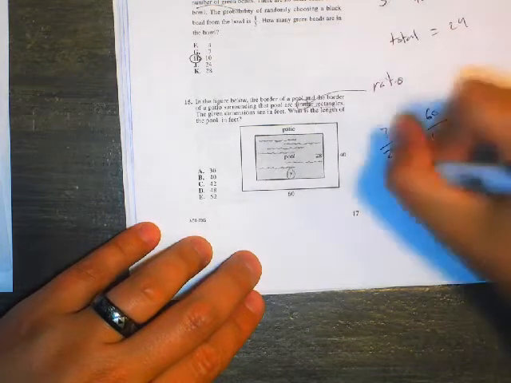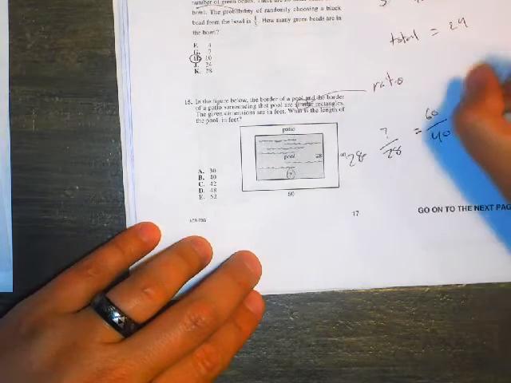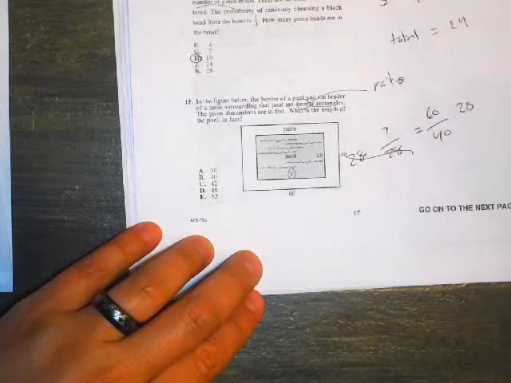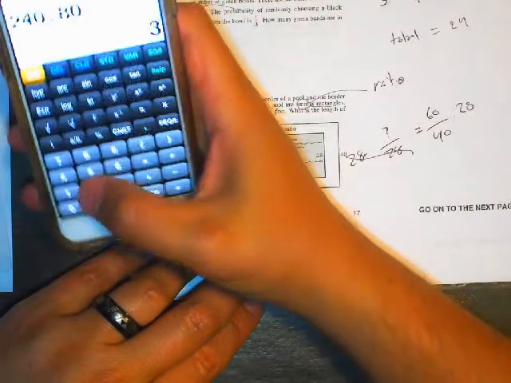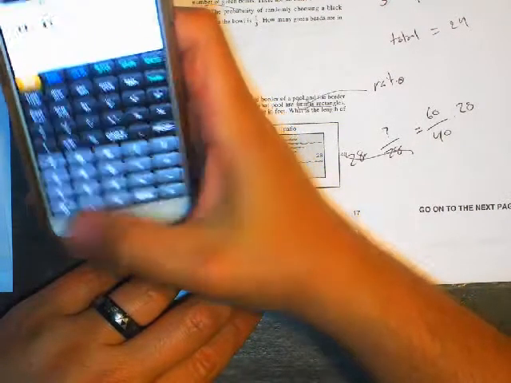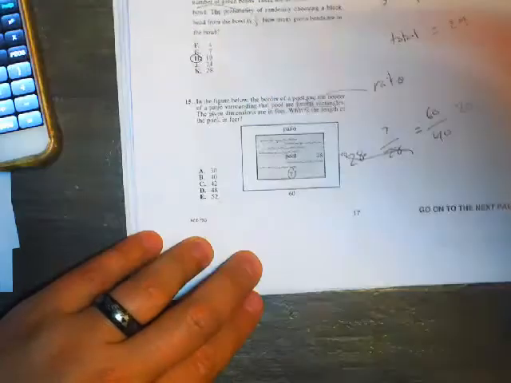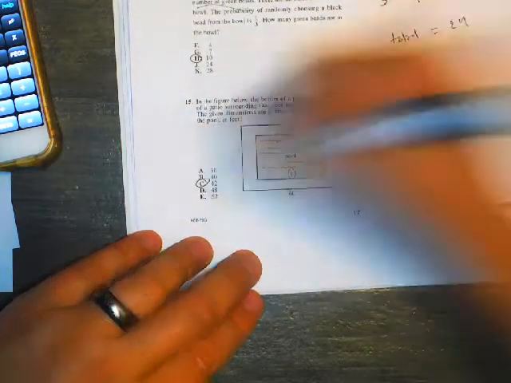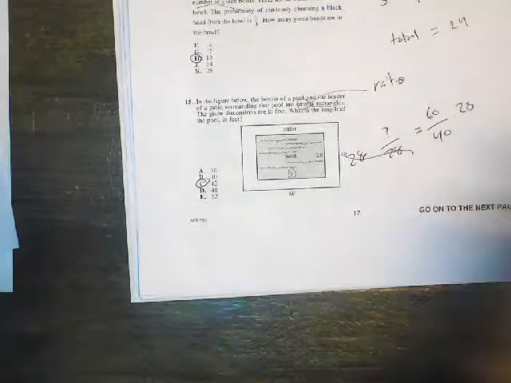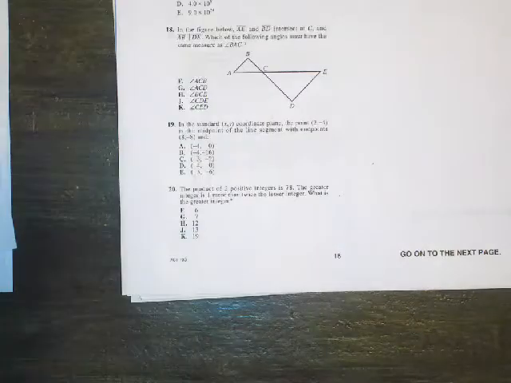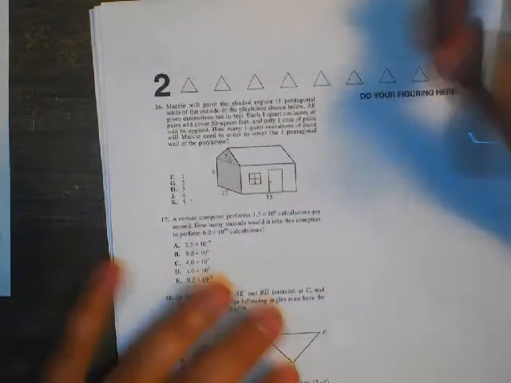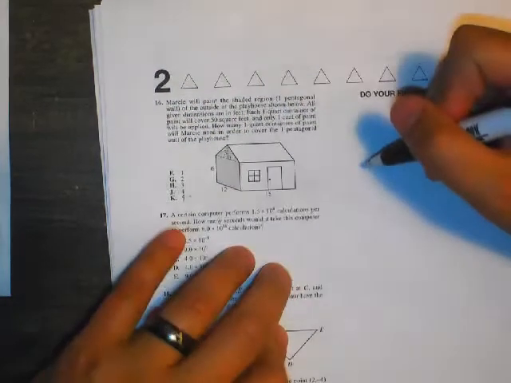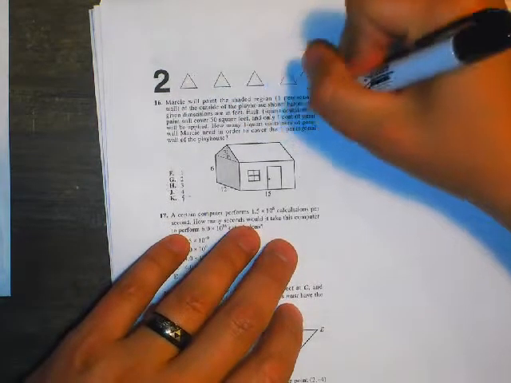Since they're similar, we can take our question mark over 28 and set that equal to 60 out of 40. Multiply both sides by 28 to get our question mark alone. Type that in our calculator: 28 times 60 divided by 40, and we get 42. The answer to life, happiness, and the universe, or however that quote goes.